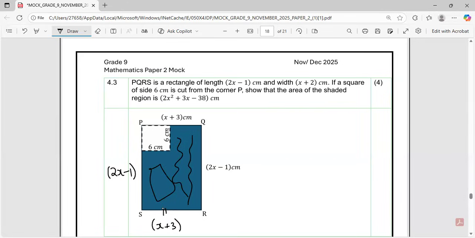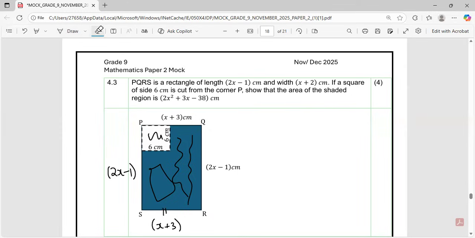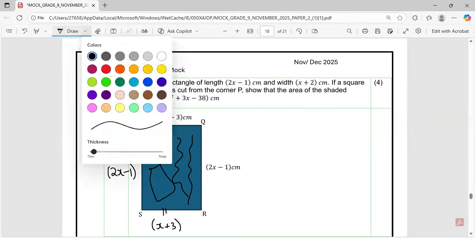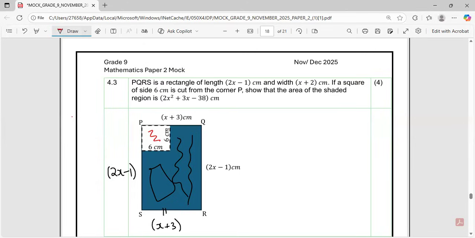That's what we need. So what are we going to do? We need to firstly find the area of this one that is not shaded, which is this area. So how much is the area there? It is a square, so the area is s squared, s times s. So we're going to have 6 times 6, which is going to give us 36 centimeters squared.